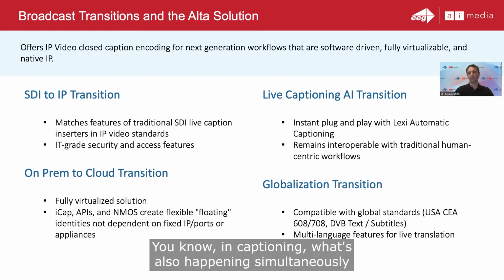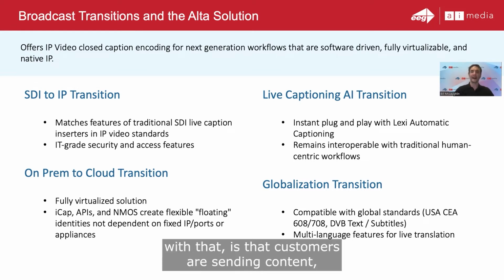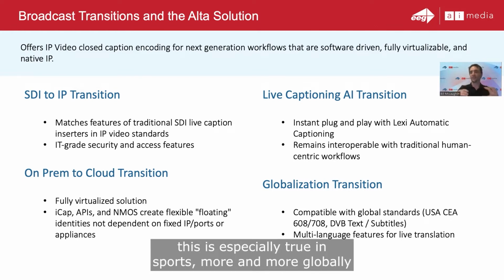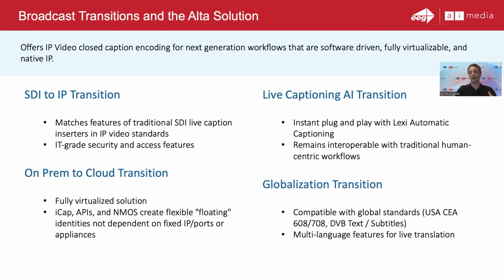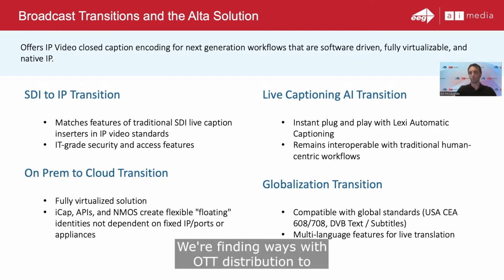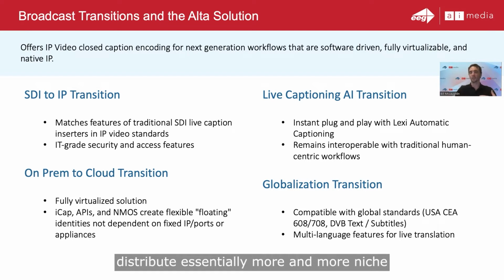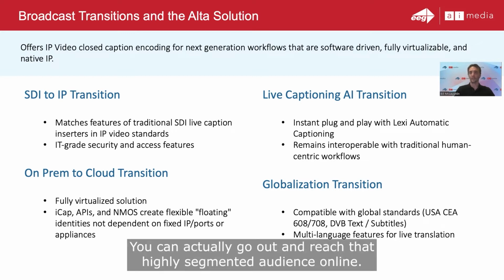In captioning, what's also happening simultaneously with that is that customers are sending content, this is especially true in sports, more and more globally and needing to localize in more and more regions. We're finding ways with OTT distribution to distribute essentially more and more niche events still at a profit because you can produce the events less expensively. You can actually go out and reach that highly segmented audience online.